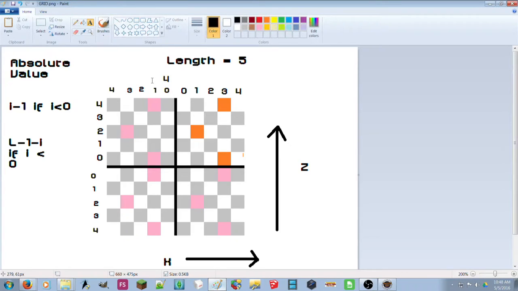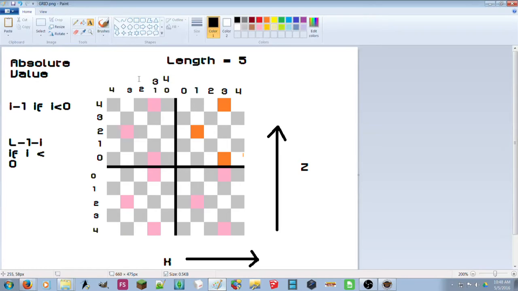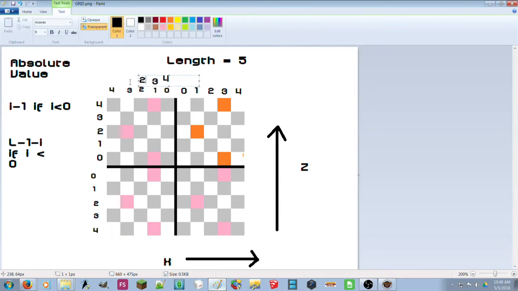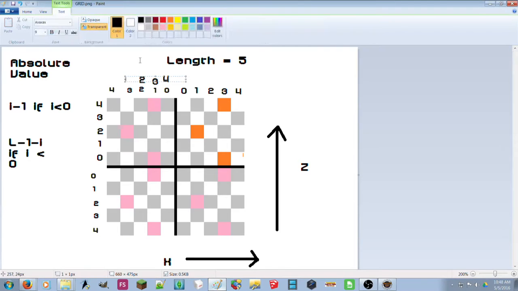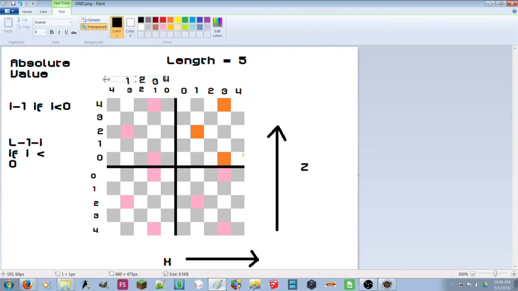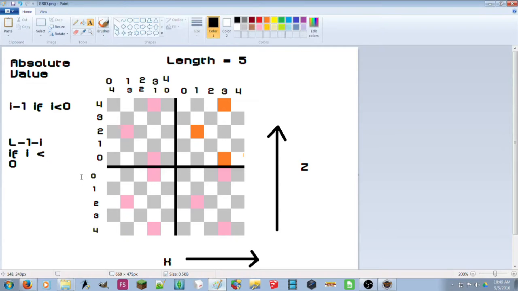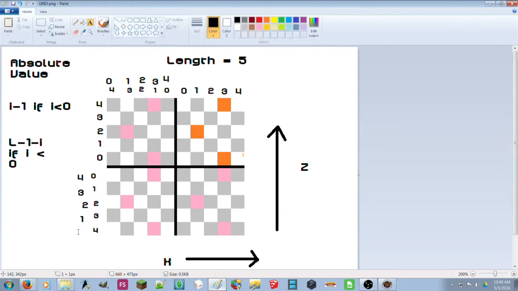5 minus 1 is 4, minus 1 is 3. 5 minus 2 is 3, minus 1 is 2. 5 minus 3 is 2, minus 1 is 1. 5 minus 4 is 1, minus 1 is 0. And similarly, you're going to get 4, 3, 2, 1, 0.